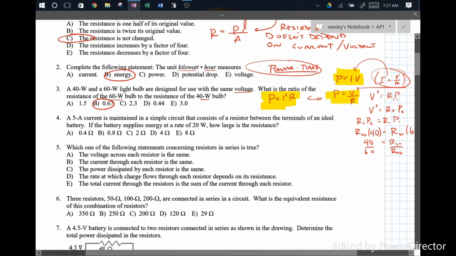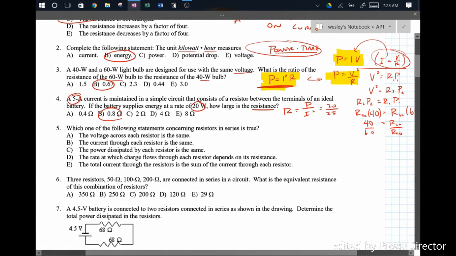A 5 amp current is maintained in a simple circuit that consists of a resistor between the terminals of an ideal battery. The battery supplies energy at a rate of 20 watts. How large is the resistance? We have 5 amps, 20 watts, and we want to know the resistance. So we're going to use this equation for power. Power is I squared R. So R is equal to power over I squared. So that's 20 over 25. 20 over 25 is 0.8.